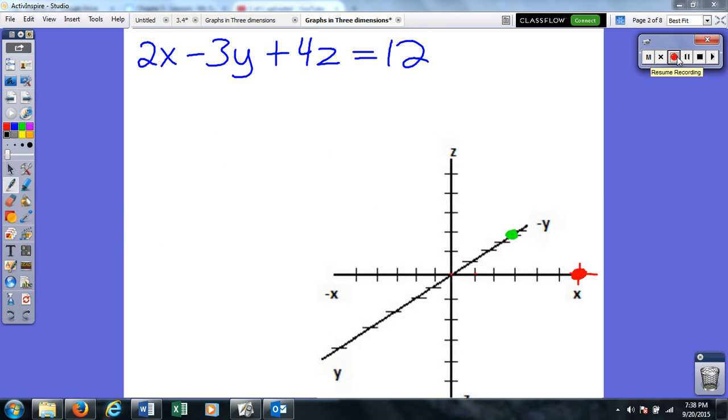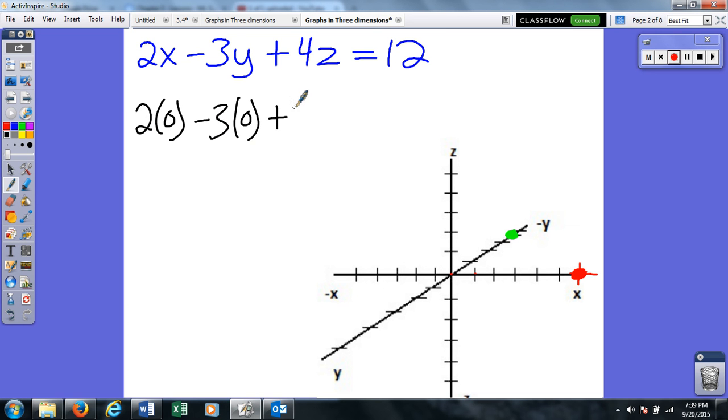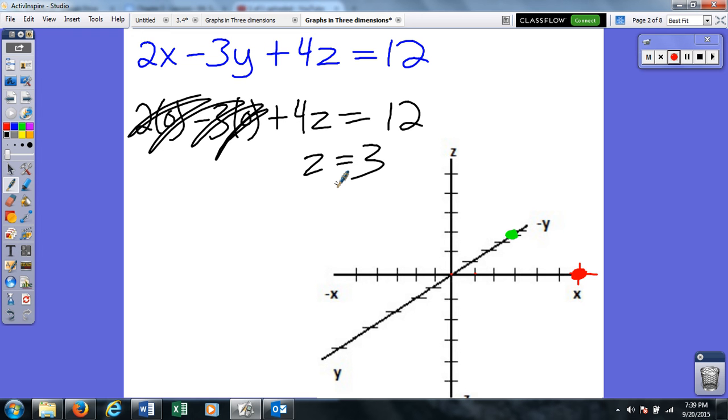Now there's one more axis, the z-axis, that's the up and down axis. If we want to find that intercept, that's going to be where x and y are 0. So plug in 0 for x, plug in 0 for y, and then solve for z. So 2 times 0, 3 times 0, those go away. We get 4z equals 12, divide by 4 to get the z-intercept. There we plugged in 0 for x, plugged in 0 for y, and got 3 for z. So that's going to be right here.